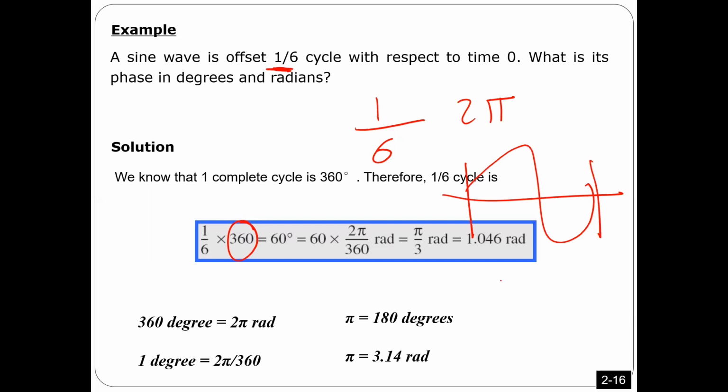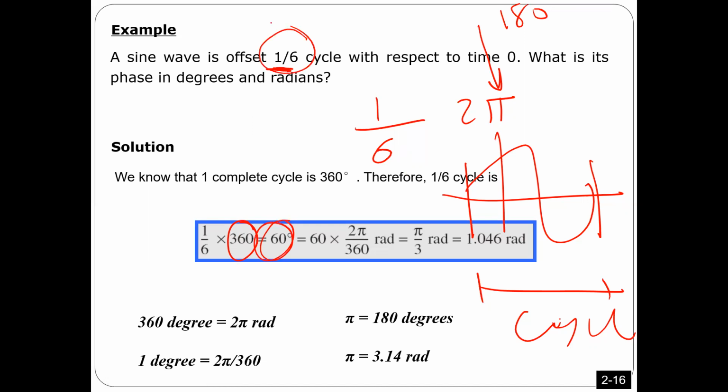because the whole cycle from here to here is a complete cycle. They told us 1/6. So all I'm going to do is say it's 1/6 times 2 pi. Now, if you put pi as 180, it's going to be 1/6 times 360, which is 60 degrees. So 1/6 of the period is actually 60 degrees.